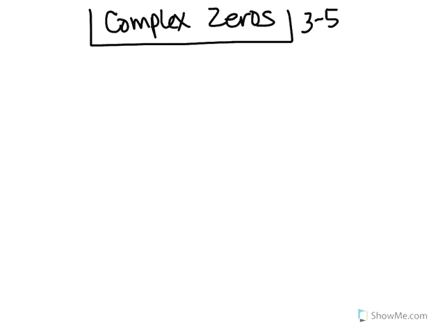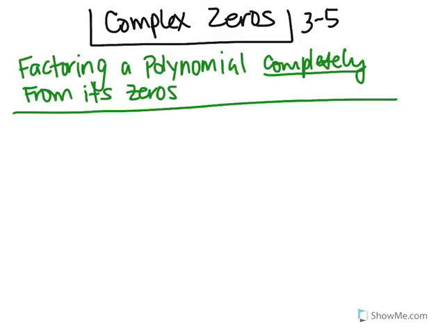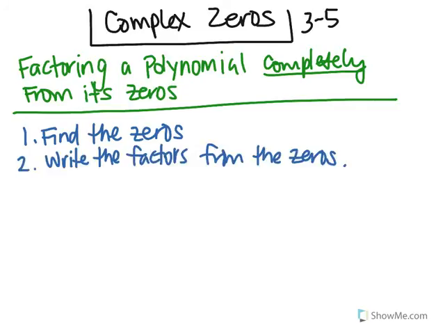In section 3-5, which is about complex zeros, we're first going to start off factoring a polynomial completely from its zeros. There are two steps when doing this. Step 1 is to find the zeros. So when you do this, you'll set the polynomial equal to 0, factor if you can, and then solve for them. Step 2 is you are going to write the factors from the zeros. Once you get the zeros, you can write the polynomial in factored form.